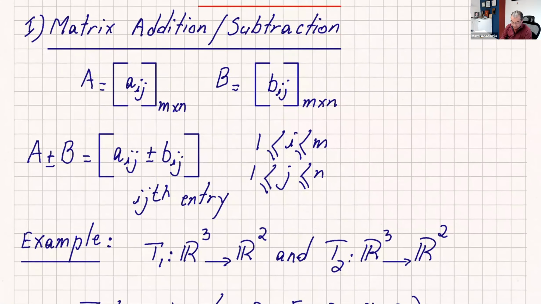First, let's go over matrix addition or subtraction. When you have two matrices of the same size, you can add or subtract them. The way you add or subtract is by taking every corresponding entry. That's why they have to have the same size. This is the ij-th entry of the addition or the subtraction, where i is a number between 1 to m, which is the number of rows, and j is a number between 1 to n, which is the number of columns.